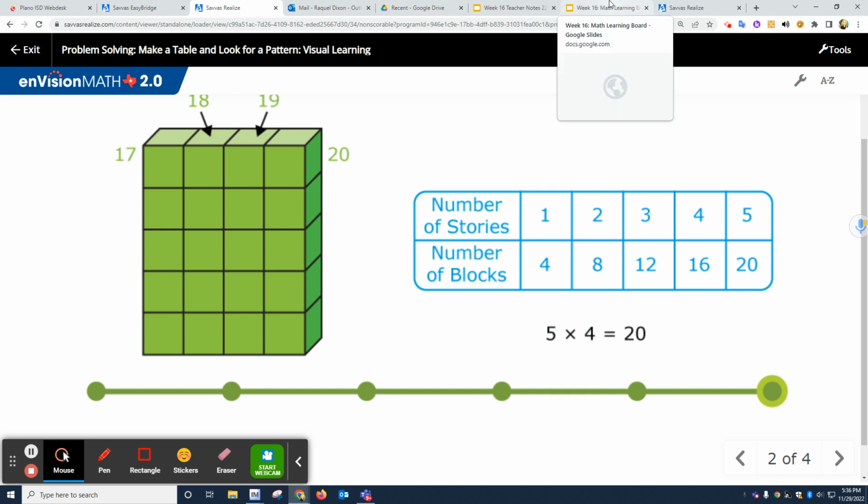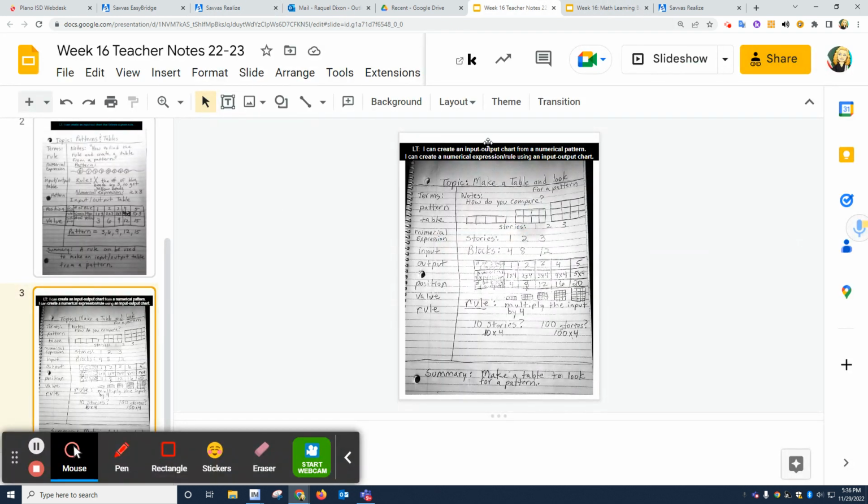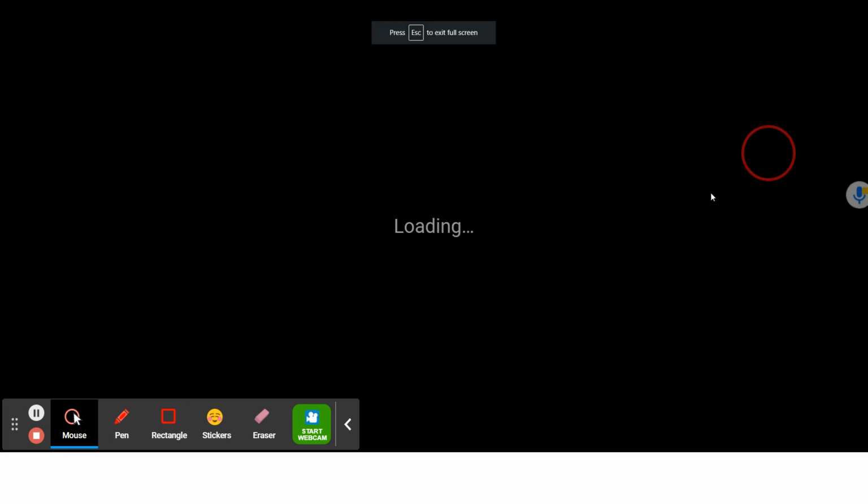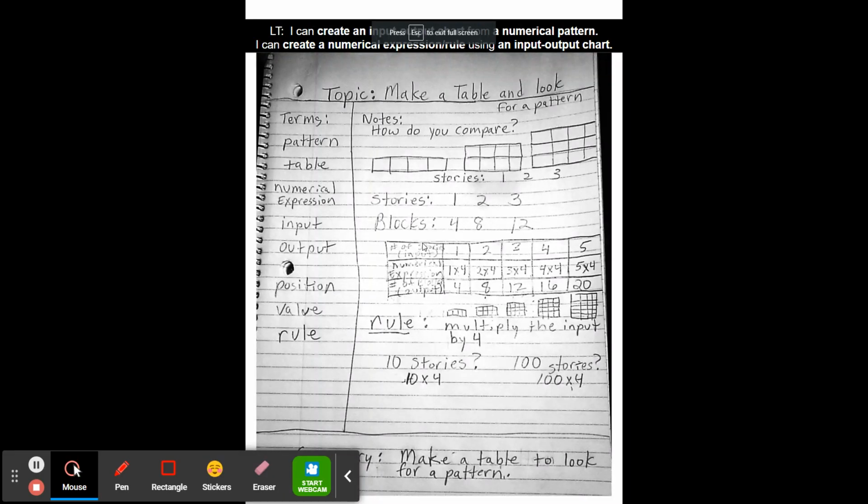So if I look back at my notes, you will see that I've drawn that table in my notes. A little different, I know it might be a little bit hard to read, but I wrote number of stories, and then I put the word input, and I wrote 1, 2, 3, 4, 5. Then I wrote the word numerical expression.